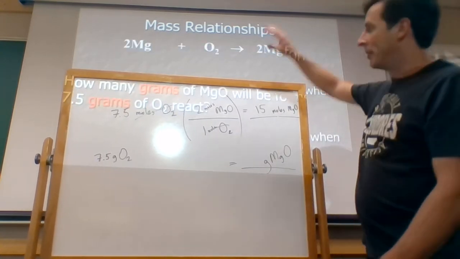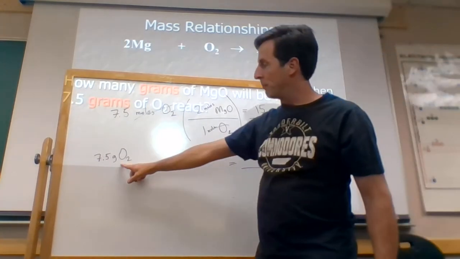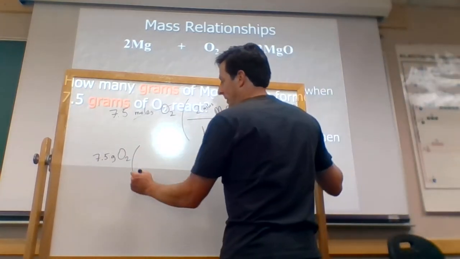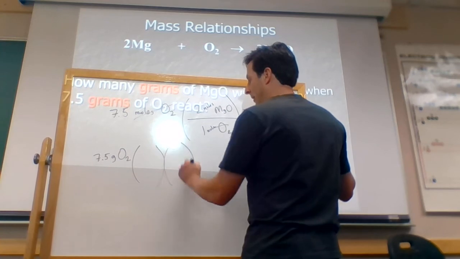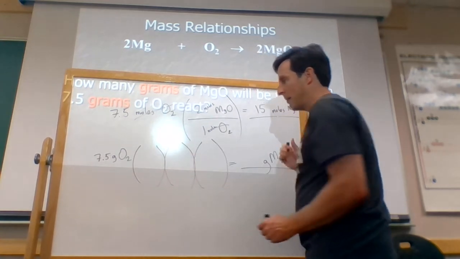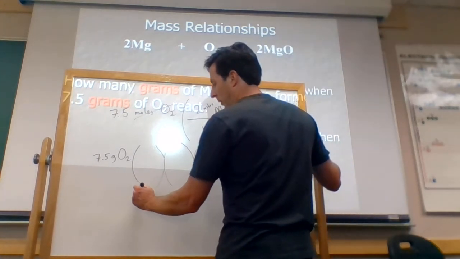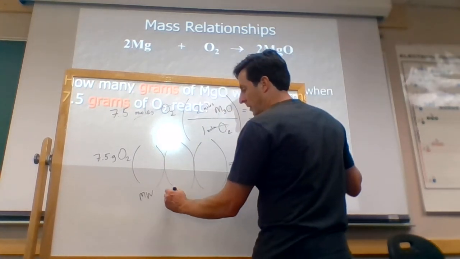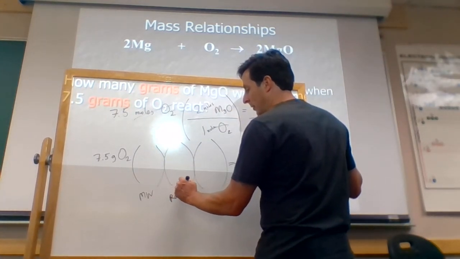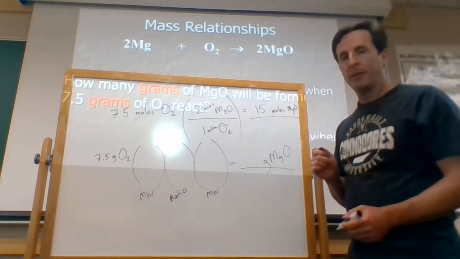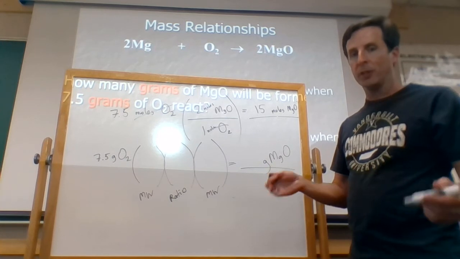So I'm doing the same reaction, but this time I'm going from 7.5 grams of O2 to the grams of MgO. We just said that's going to be a 3-step calculation. So I'm going to go ahead and set my 3 conversions up. The first conversion is going to use the molecular weight. The second one's going to be a ratio from the balanced equation. The third one's going to be a molecular weight. It's a pattern. Make sure you learn the pattern.